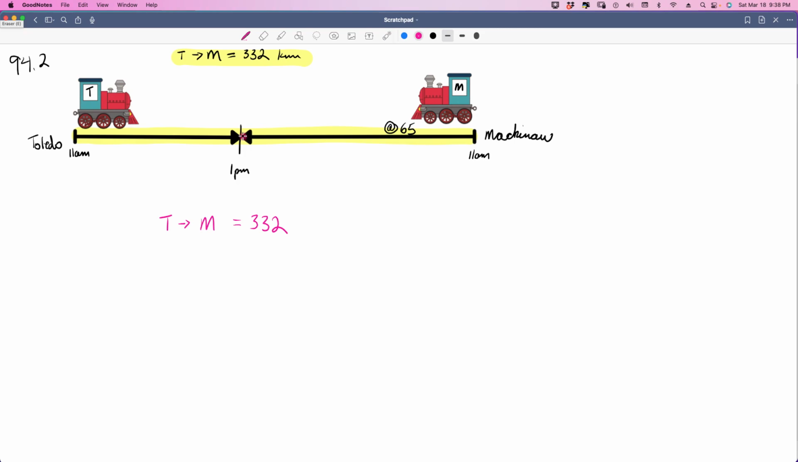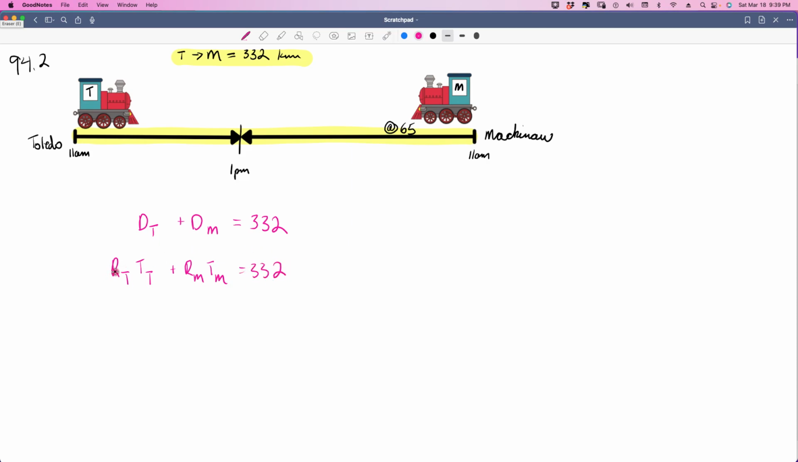So that means that if they meet in the middle, this one drove a portion and this one drove a portion, and where they meet, it might not be halfway, but it is where they've cut that into two segments that when added together equals 332. So the distance that the Toledo train drove plus the distance that the Mackinac train drove is 332 kilometers. Now we can break this down into our other equation, which is the rate of the Toledo times the time of the Toledo plus the rate of the Mackinac times the time of the Mackinac is equal to 332.